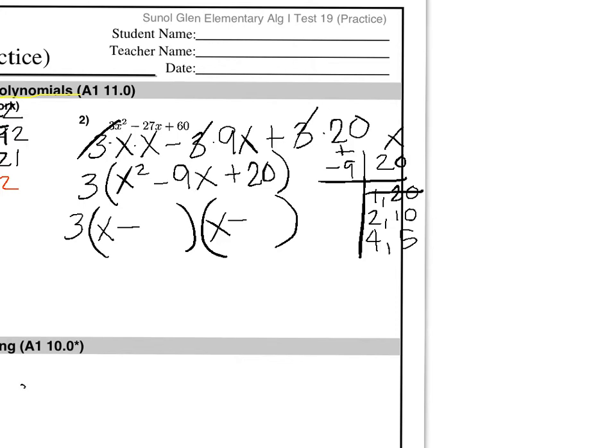If they're both negatives, will they make a negative 9 when added? 1 and 20 will not. 2 and 10 will not. 4 and 5 will, which means that my 4 goes in one and my 5 goes in the other. Okay, now before I box my answer, I really want to check and make sure it's right.